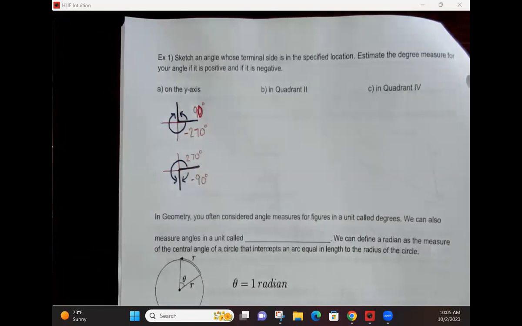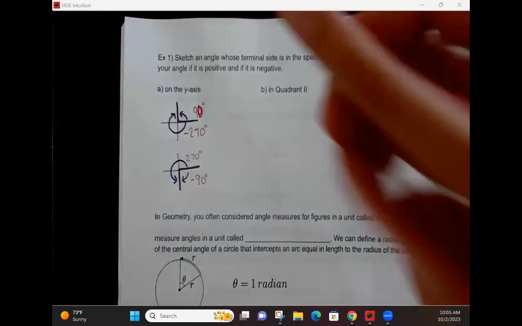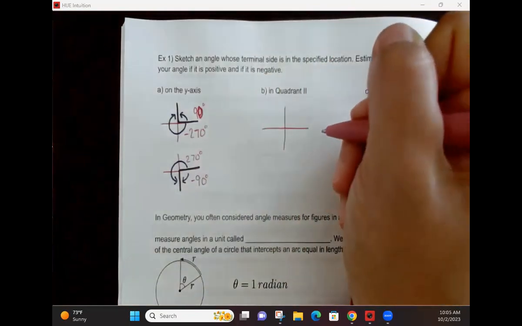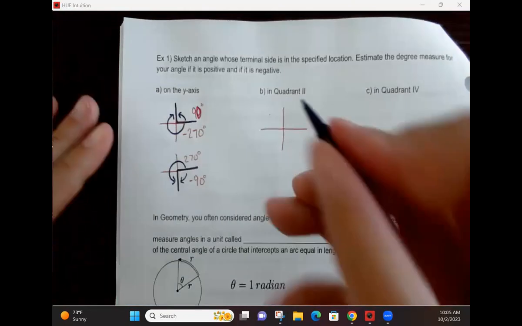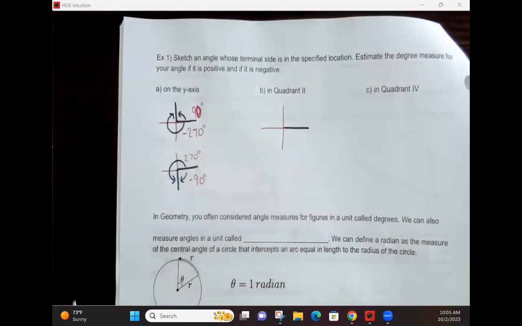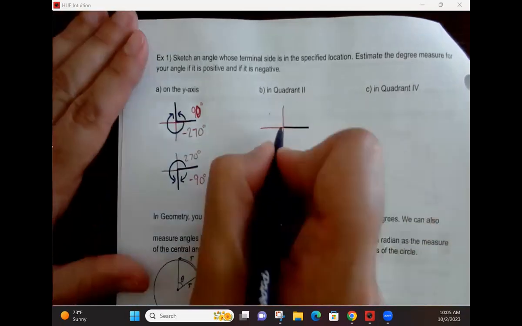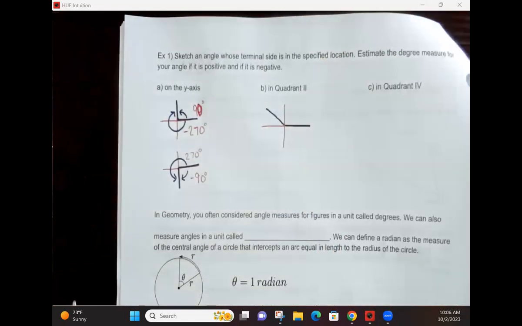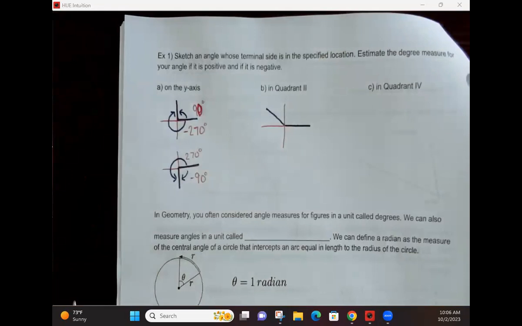Let's sketch an angle that's in quadrant 2. Quadrant 2 would be over here. Initial side is along the positive x-axis always. That is how we orient our angles in standard position. That initial side is on the positive x-axis. And then to put it here in quadrant 2, you have a lot of options, right? Just under 90 degrees of options. You could put it just past the y-axis. You could put it almost to the negative x-axis. You have a lot of room in there.